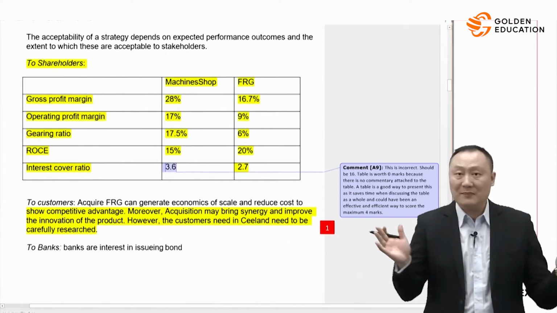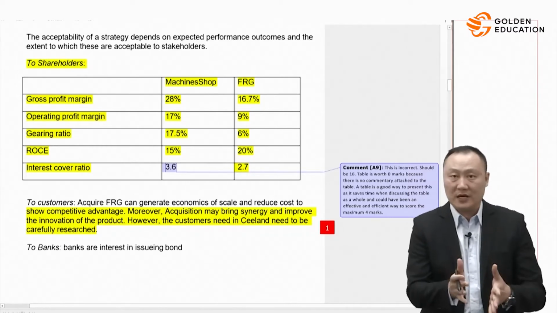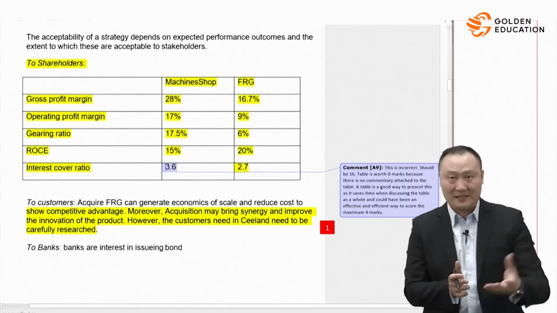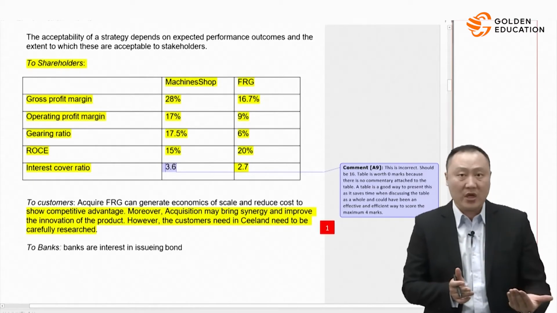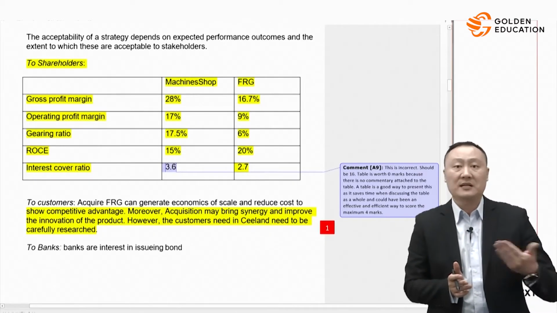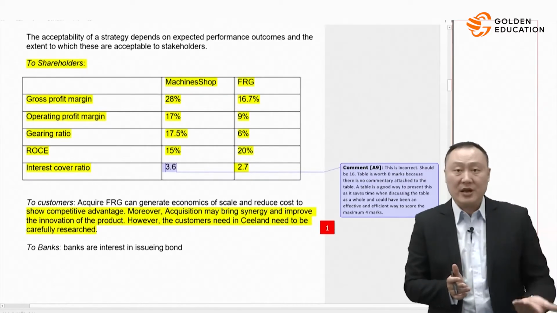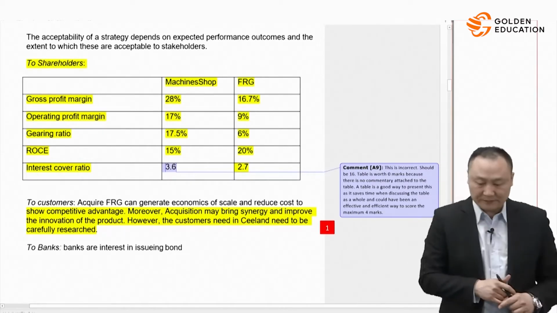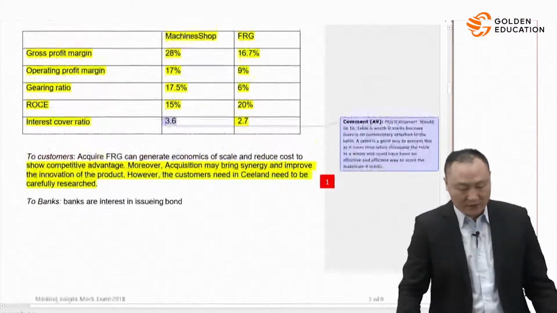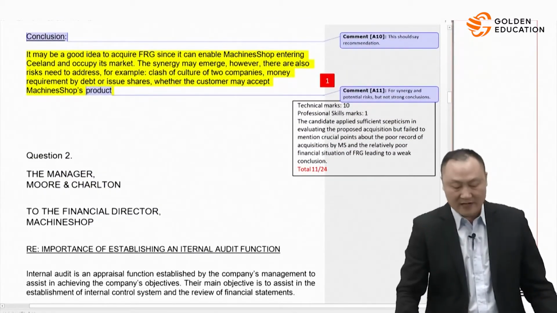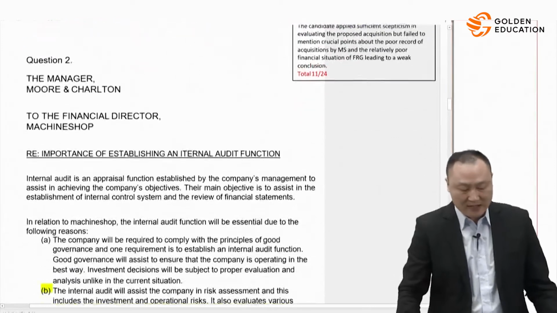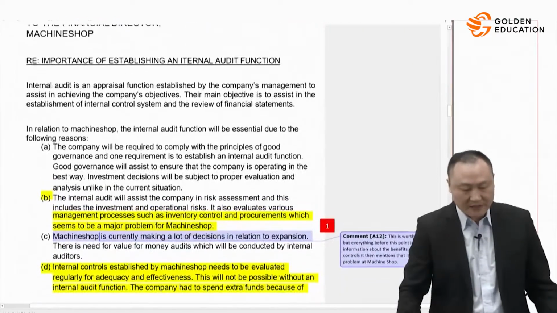Don't always apply the F-level knowledge inside. You need to comment on it. The calculation at our level is very simple. What they want to know is your further explanation and your further evaluation on it. Right, guys? So only 1 mark for that. After that, 11 out of 24. Question number 2, guys.